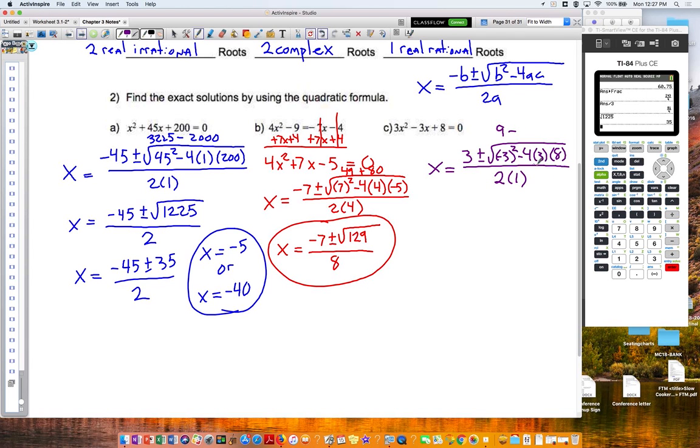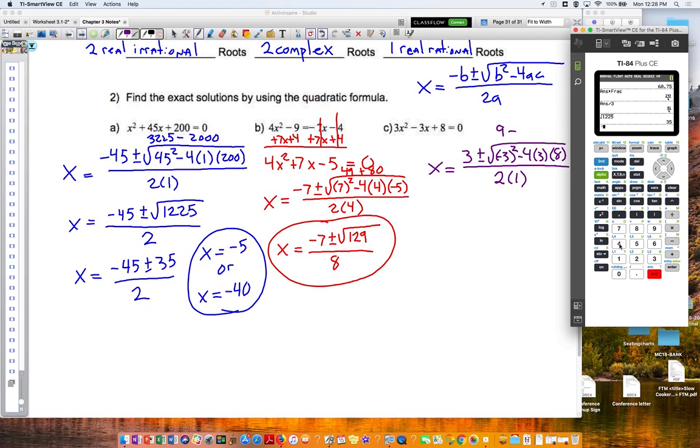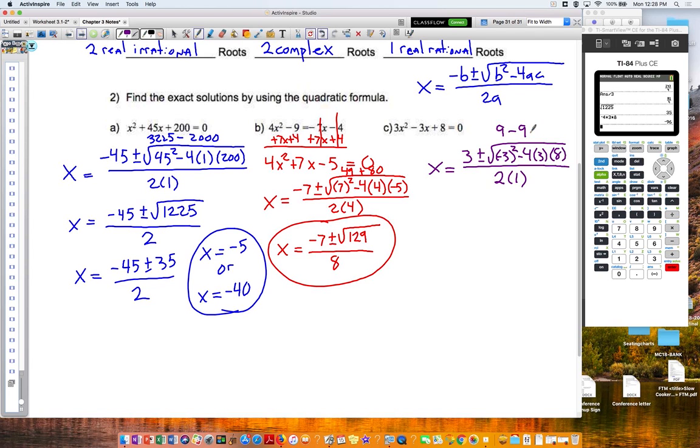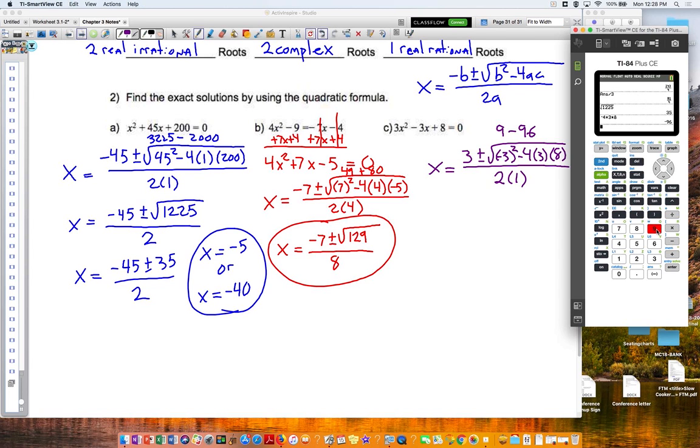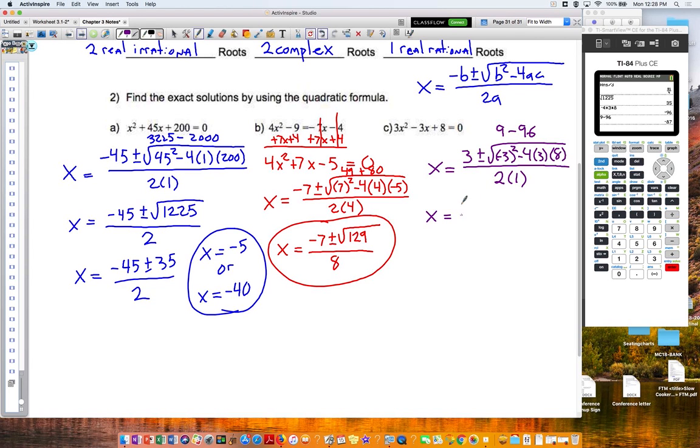So let's see, here we go, negative 4 times 3 times 8 makes it that we're subtracting 96. Wow. Okay, so 9 minus 96, negative 87. So I have x equals 3 plus or minus the square root of negative 87 all over 2. Well, the negative can be taken out.